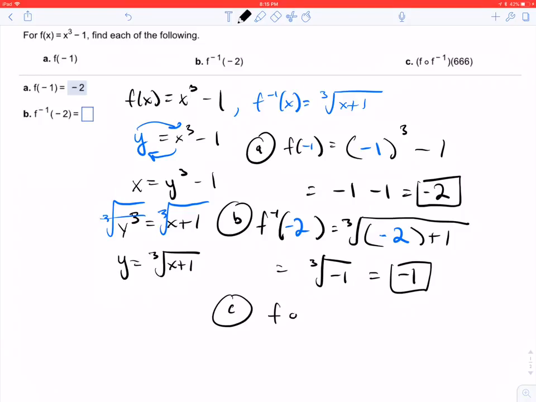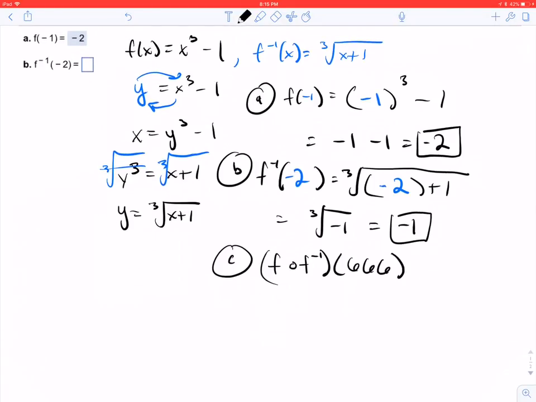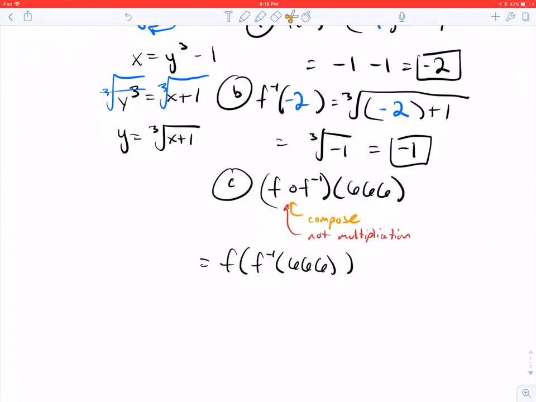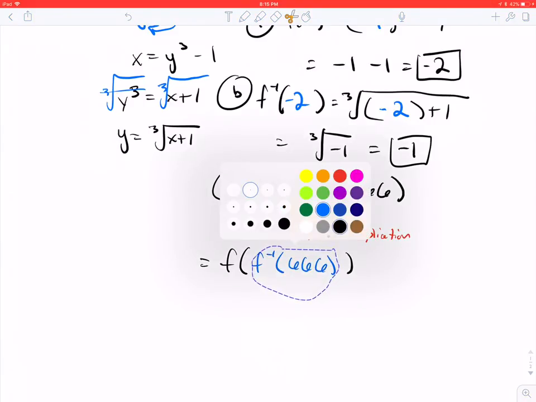We want to do f of f inverse of 666. All right. Ooh. So what this means is composition, or composite functions. We'll say compose. So this is not multiplication. And so what this means is the second function inside the first function. So this means f of f inverse of 666. So f inverse is what's going inside of f of x.